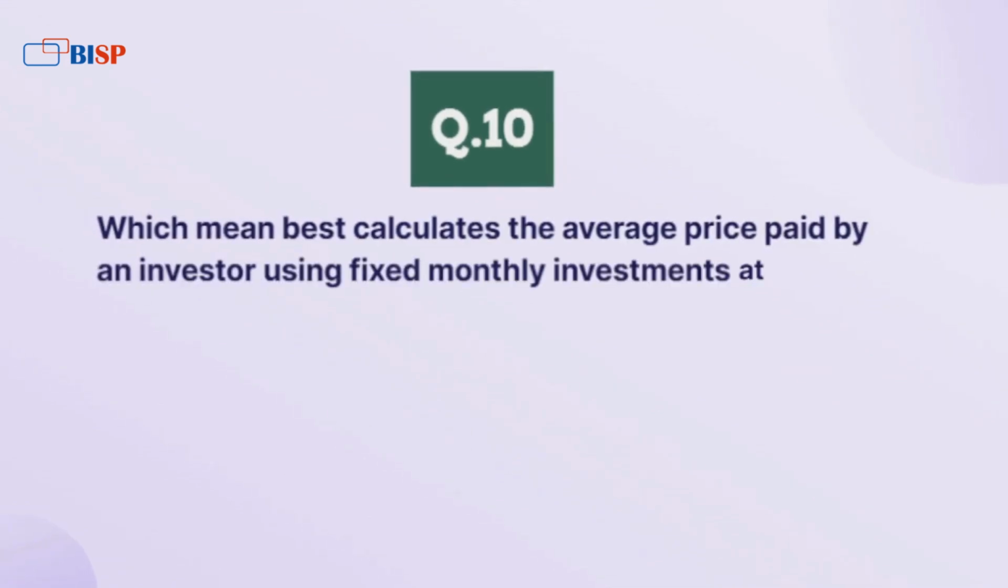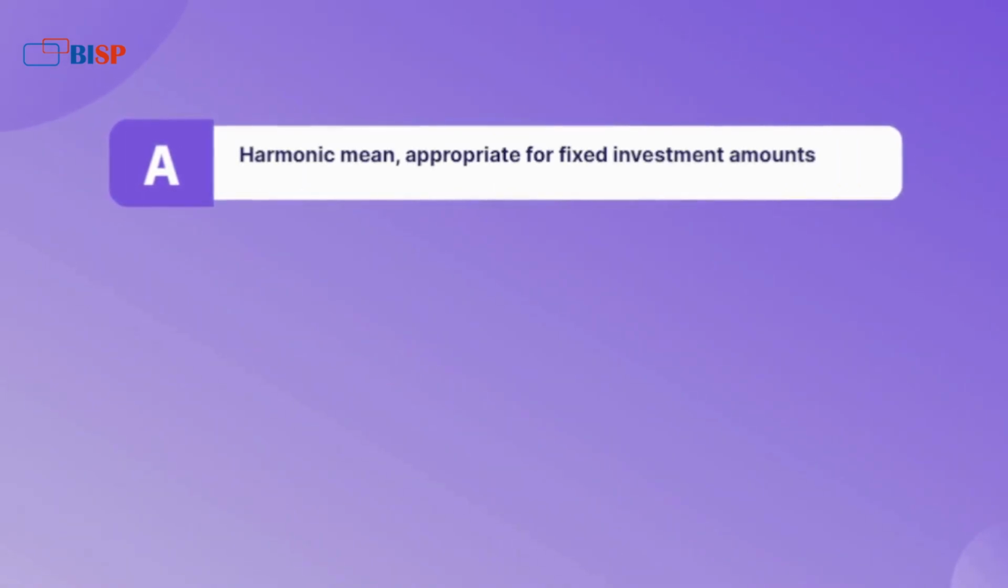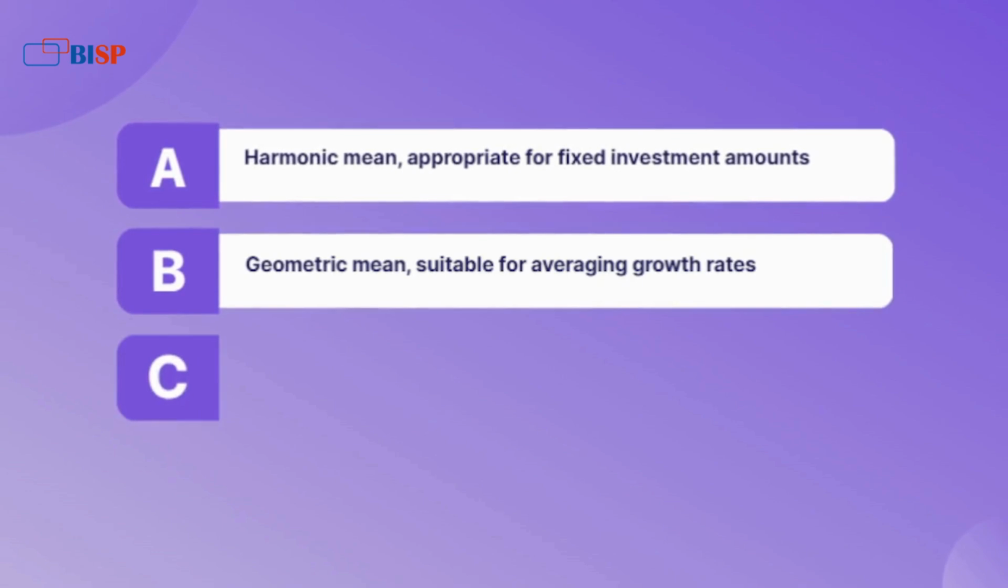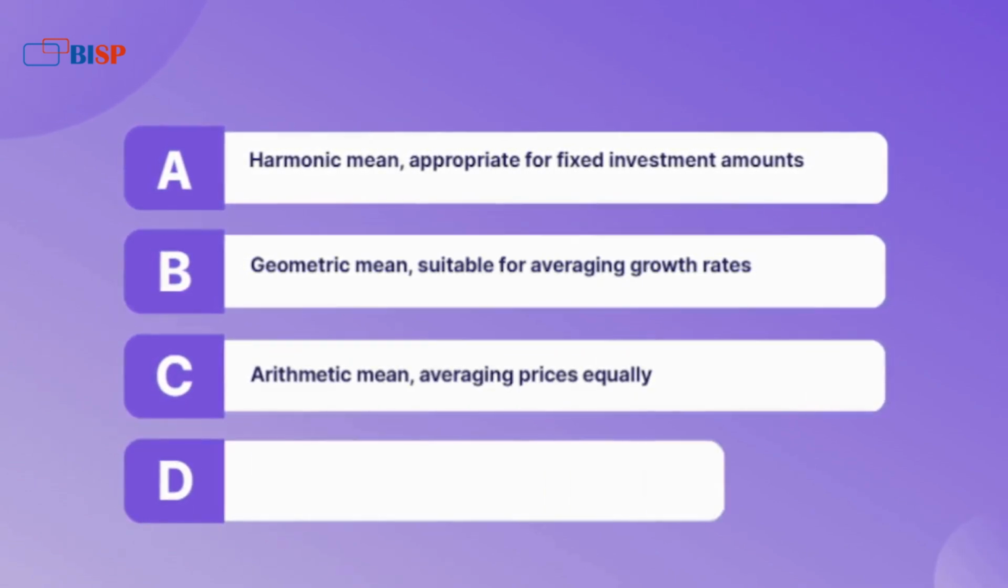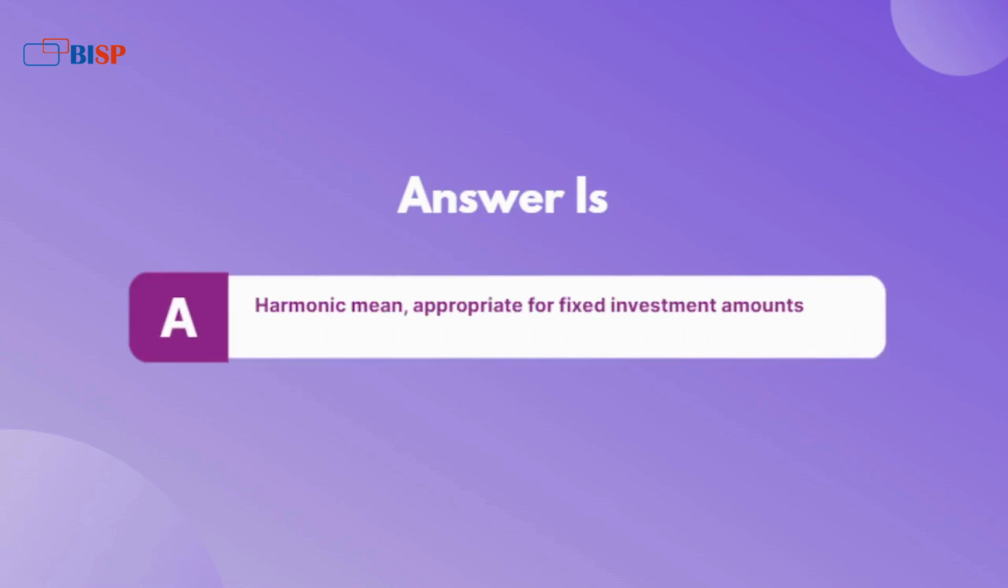Which mean best calculates the average price paid by an investor using fixed monthly investments at varying stock prices? A. Harmonic mean, appropriate for fixed investment amounts. B. Geometric mean, suitable for averaging growth rates. C. Arithmetic mean, averaging prices equally. D. None of the above. Answer is A. Harmonic mean, appropriate for fixed investment amounts.